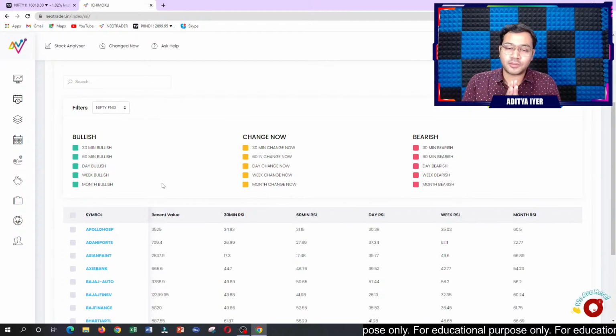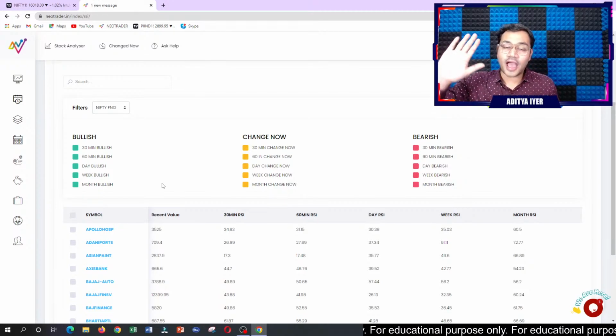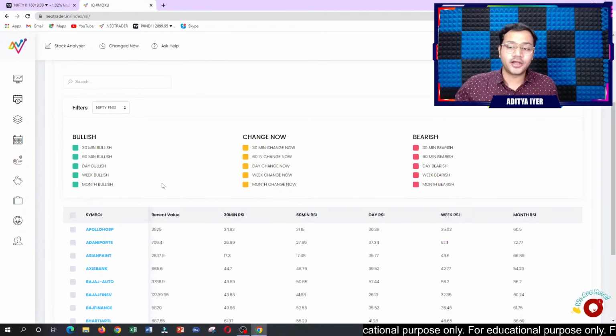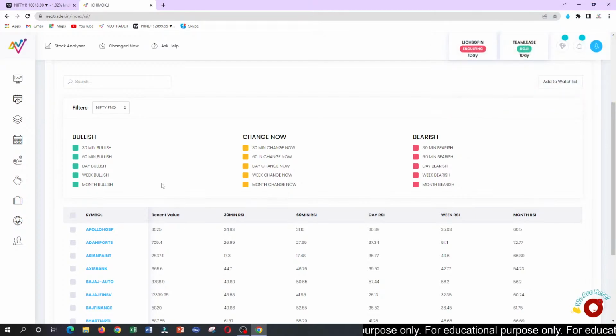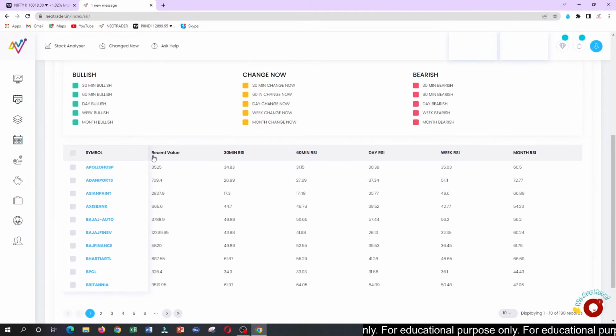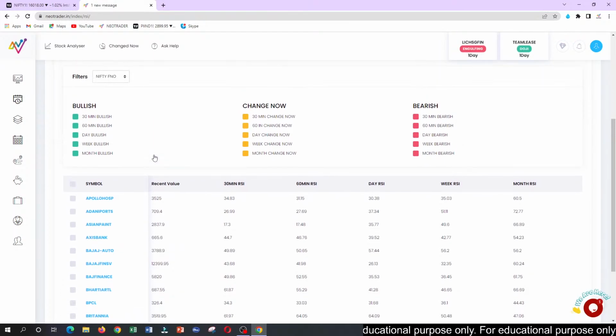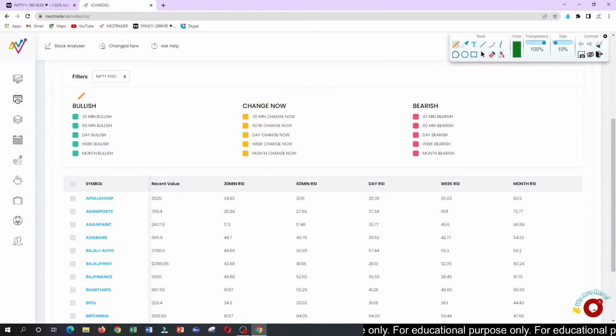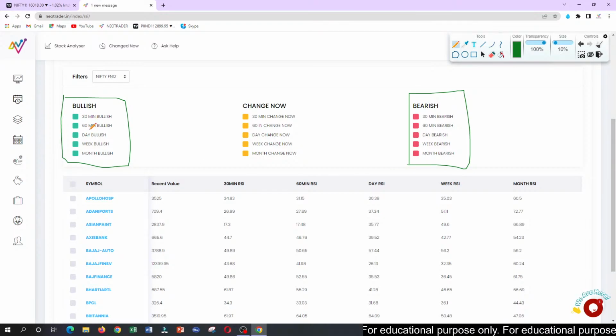But once the market hours is done, when you are analyzing, you can turn your auto refresh off. All right. And again, I'm going to start looking for my bullish and bearish stocks. And how do I do that? It's very simple. I have this whole thing here called bullish that will give me all the stocks that are bullish, and I have this whole thing here called bearish, and I have 30-minute, 60-minute, day, week, month, all of that already mentioned over here, right? So what do I do first?